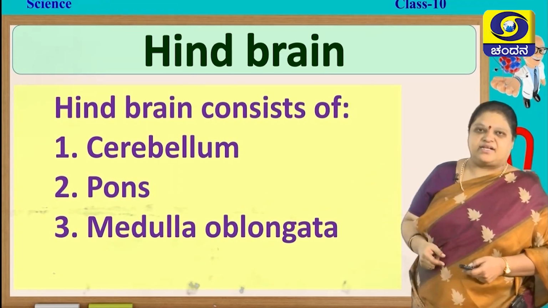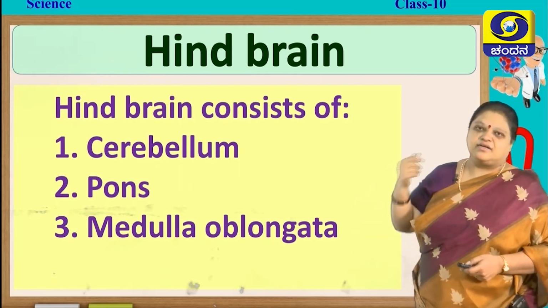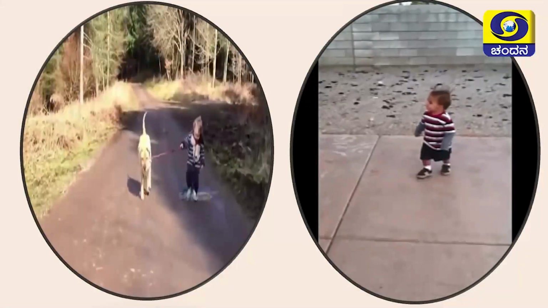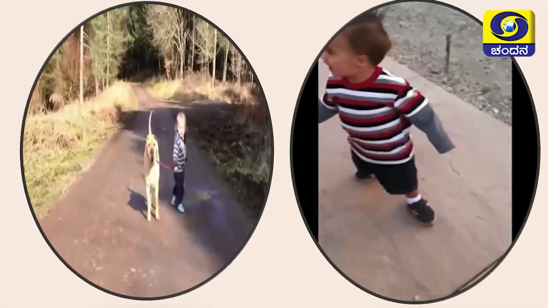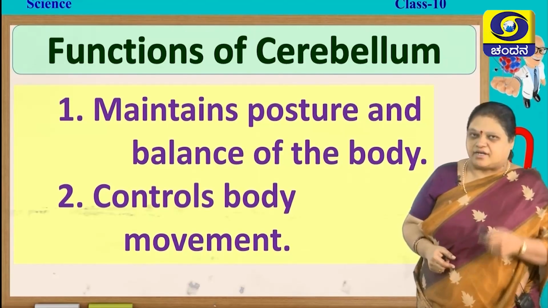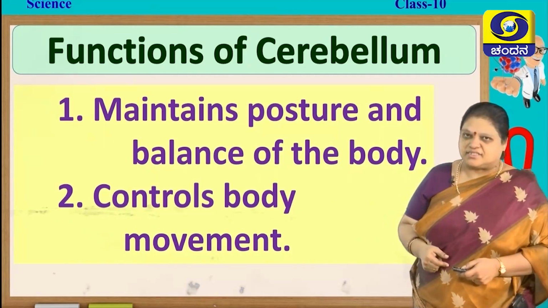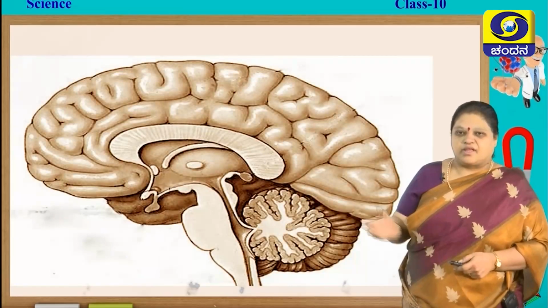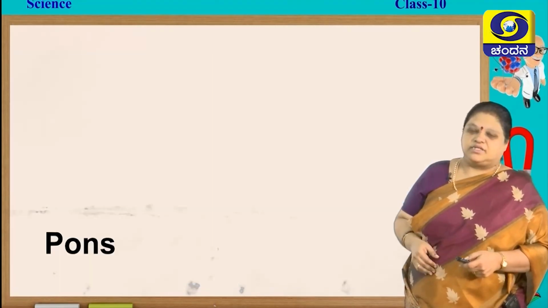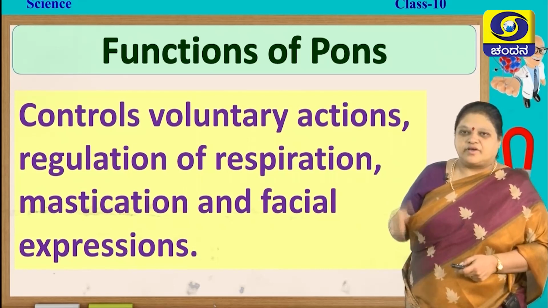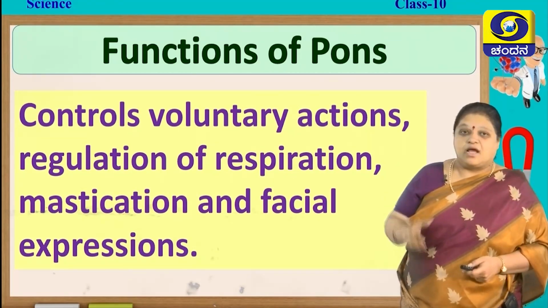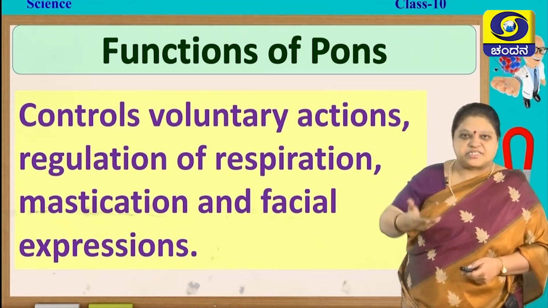Next, the hindbrain is made up of cerebellum, pons, and medulla oblongata. So cerebellum helps you to control your walking, erect posture, body balance, etc. So it maintains posture and balance of the body. Write down, it controls body movements. Next we will see about another part, that is the swollen part, which I am showing here. It is called as the pons. So it controls voluntary actions, regulation of respiration, mastication, and facial expressions.